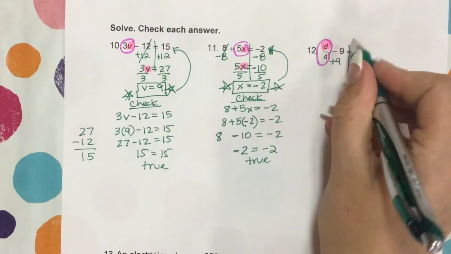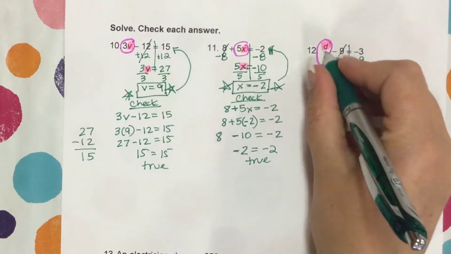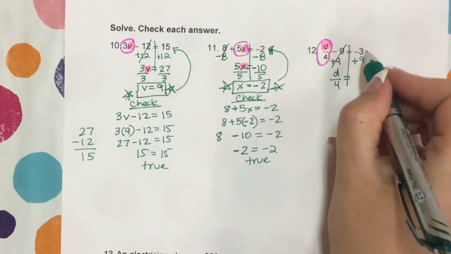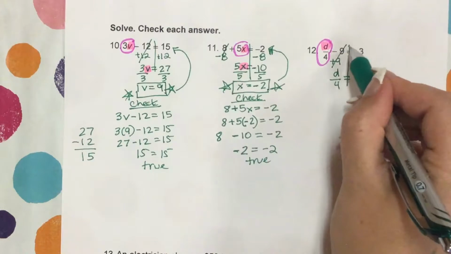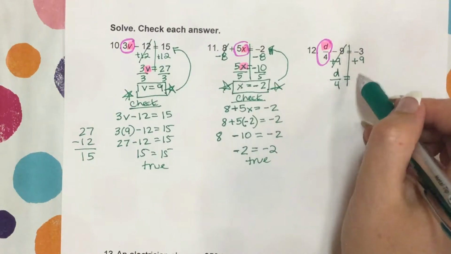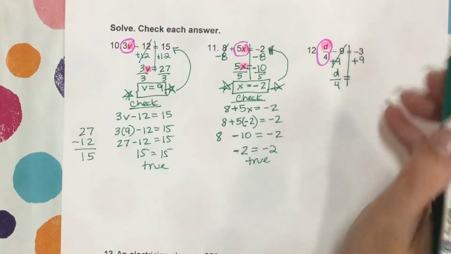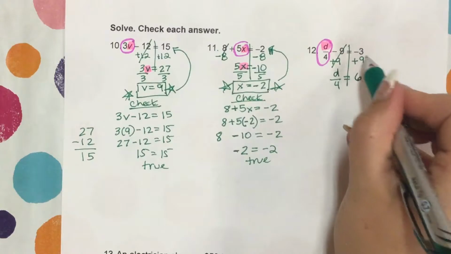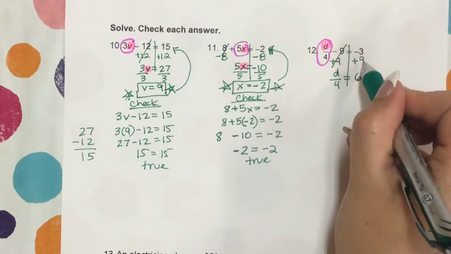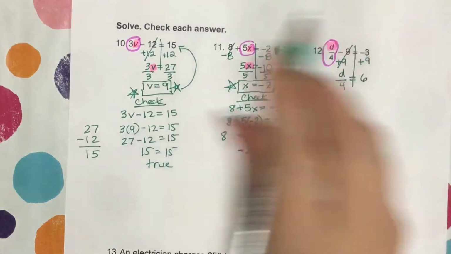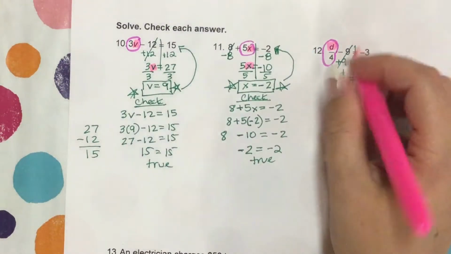Okay, negative 9 plus 9, they cancel each other out. We have d divided by 4 equals negative 3 plus 9. This is a negative. This is a positive. The signs are different, so we got to take the difference. The difference between 9 and 3 is 6. We have to find the sign of 6, so which number is bigger, 9 or 3? 9 is bigger, 9 is positive. That means our answer is going to be positive. Woohoo!